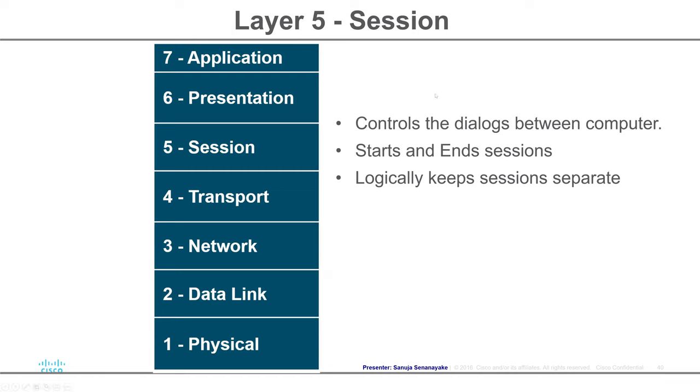And the next layer is the session layer, which is layer number 5, which controls the dialogue between computers and starts and ends sessions. The session layer can keep sessions separate so that there are no data clashes or corruption. So just remember these items for now, and we will go into depth later in this series, but you need to remember this for your quizzes.